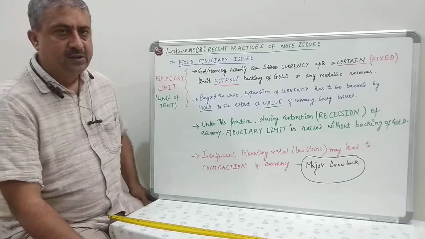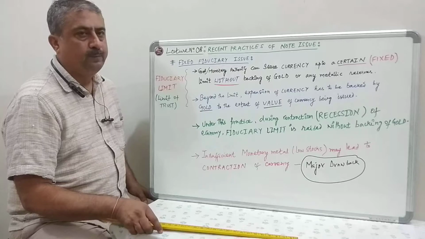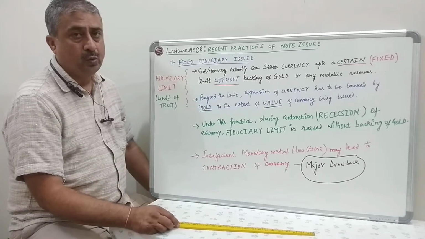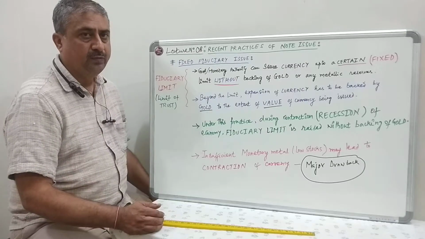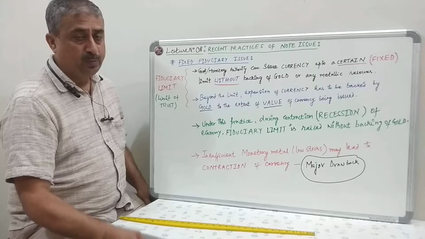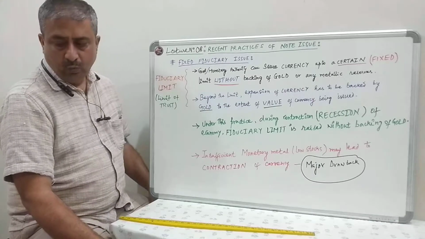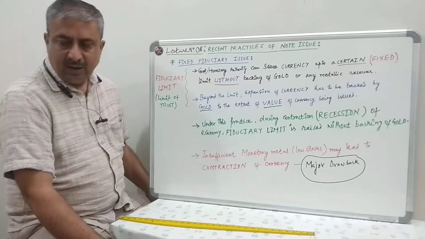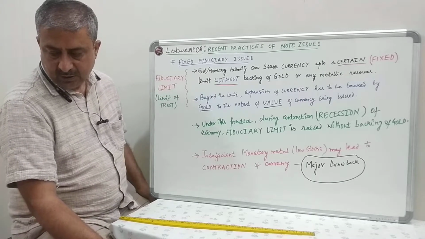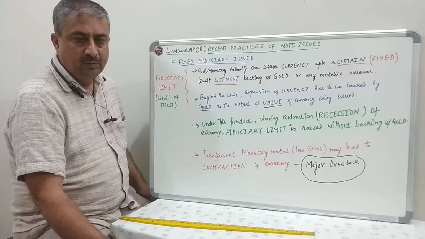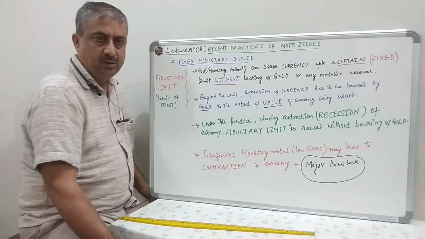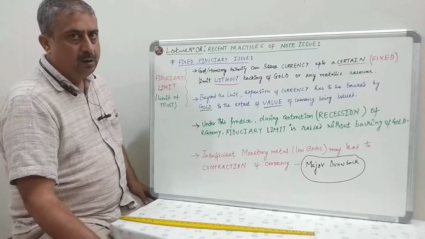Good evening, friends. Today we'll be talking about the recent practices or the recent principles of note issue. Yesterday we had talked about fundamentally two principles. One was banking principle and the other was currency principle. In banking principle, no need of backing by government of gold. In currency principle, there was backing of gold.